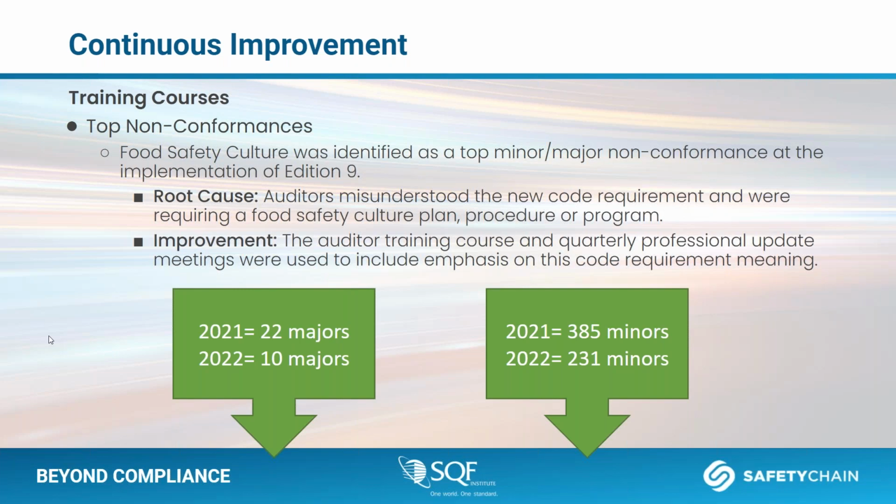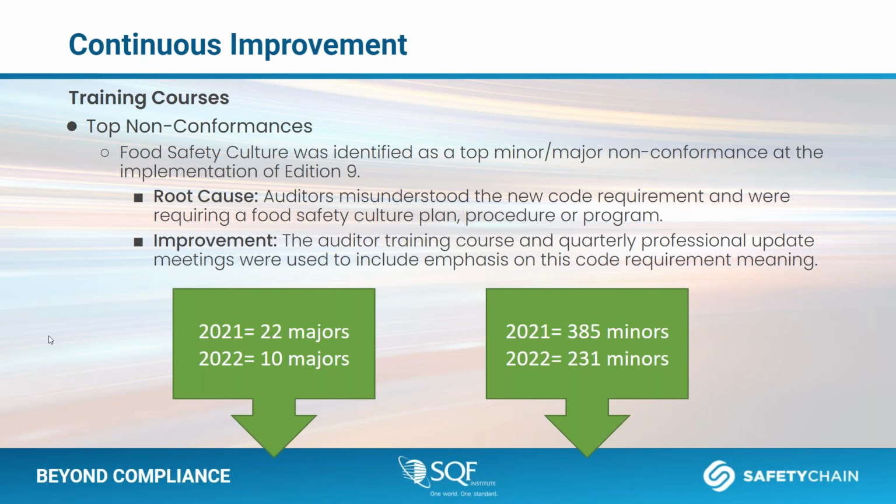So we jumped in, we updated our training for all of our new auditors, and then we used our quarterly update meetings to educate our existing auditors on what the intent was behind the requirements for food safety culture. And as you can see there on the screen, I've got the data. In 2021, it was about 7 months worth of data. We saw 22 majors and 385 minors to food safety culture. And so that's when we decided we needed to make changes.